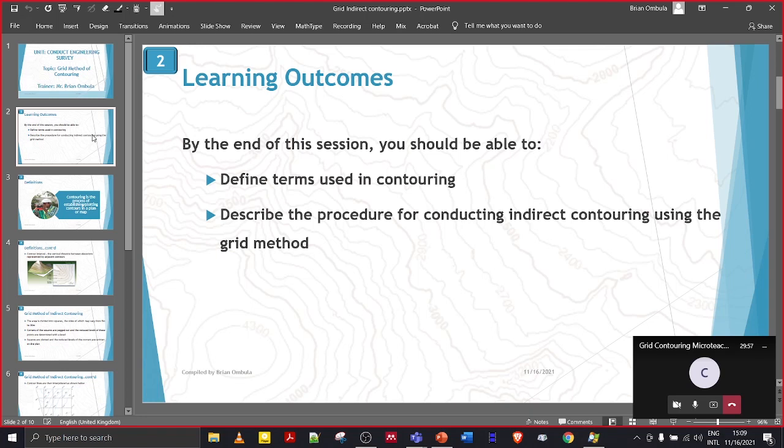So, who can define for us the term contouring? It's one of the very important terms in this subtopic. Any attempt? We need the definition for contouring. We know what a contour is: an imaginary line joining points of equal elevation on a map. So, how do you understand contouring?